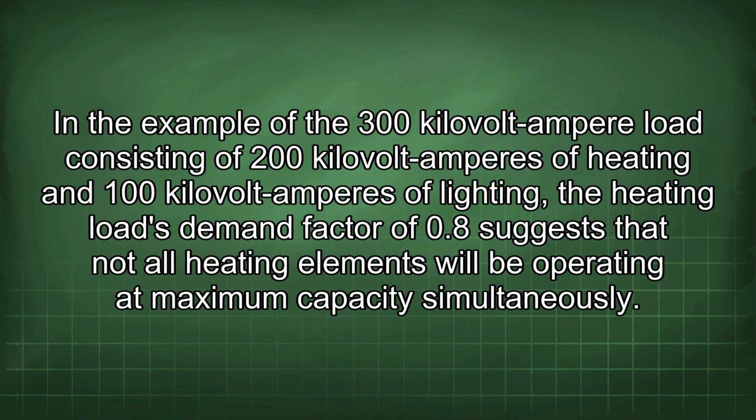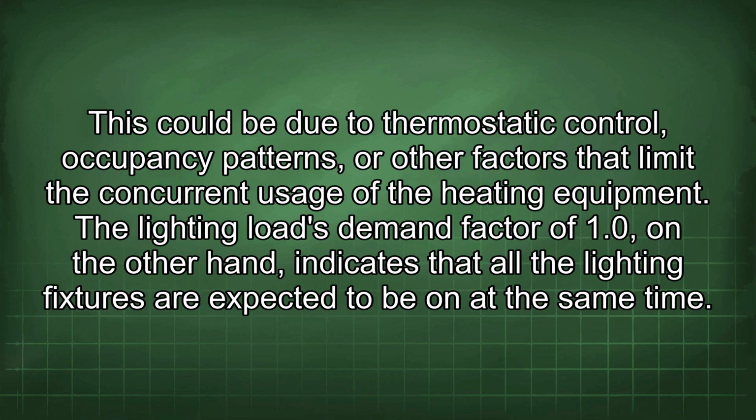In the example of the 300 kV load consisting of 200 kV of heating and 100 kV of lighting, the heating load's demand factor of 0.8 suggests that not all heating elements will be operating at maximum capacity simultaneously. This could be due to thermostatic control, occupancy patterns, or other factors that limit the concurrent usage of the heating equipment. The lighting load's demand factor of 1.0, on the other hand, indicates that all the lighting fixtures are expected to be on at the same time.